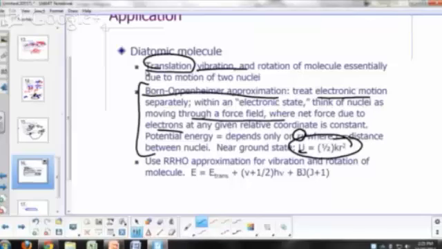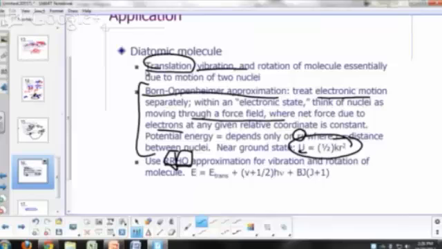Okay, so the harmonic oscillator is a good approximation for describing the vibration of a diatomic molecule when you're near the lowest possible energy state. So the RRHO approximation, this is the rigid rotor harmonic oscillator approximation. We can use that to model the energies of a diatomic molecule.